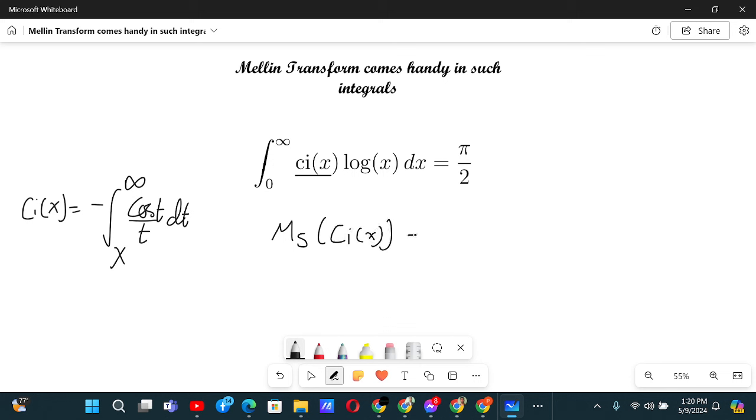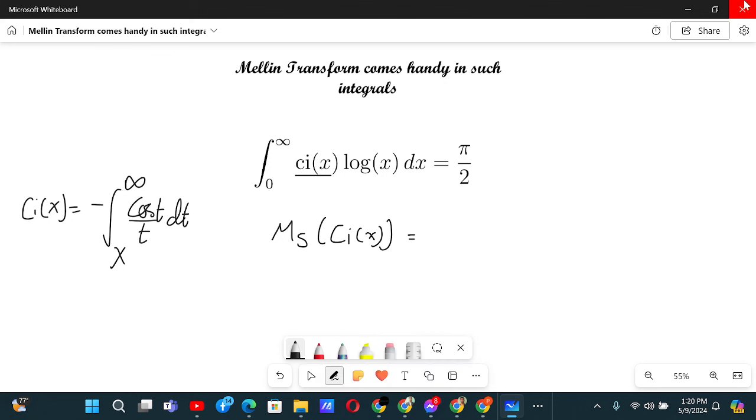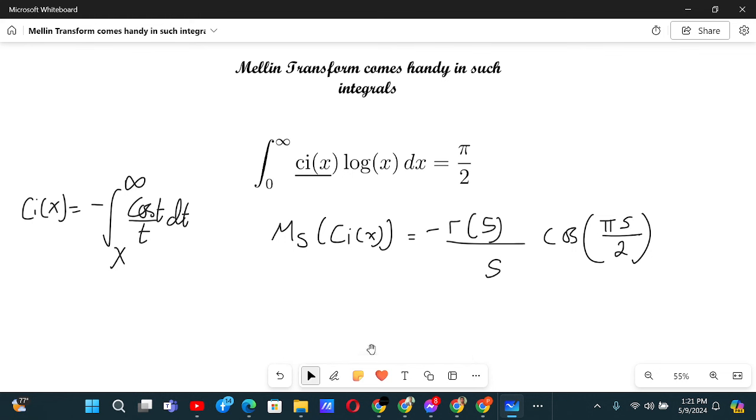And that came out to be, the previous video is in the description, also it's linked over here, minus gamma of s by s times cos of pi s by 2. So this is the Mellin transform that we will use.